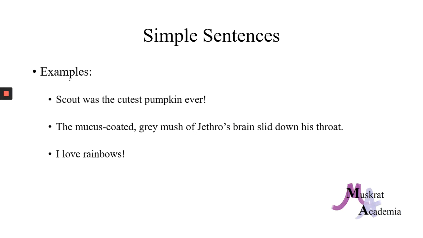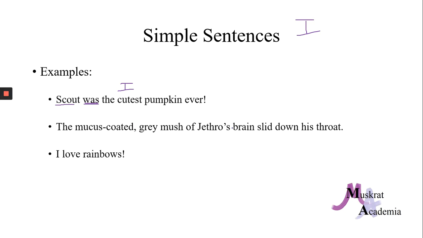So examples of some simple sentences. Now remember, simple sentences are just I by itself, an independent clause. Scout was the cutest pumpkin ever. We have no prepositional phrases. Our verb is was. Who was? Scout was. Scout was the cutest pumpkin ever. Simple sentence, independent clause, can stand by itself.